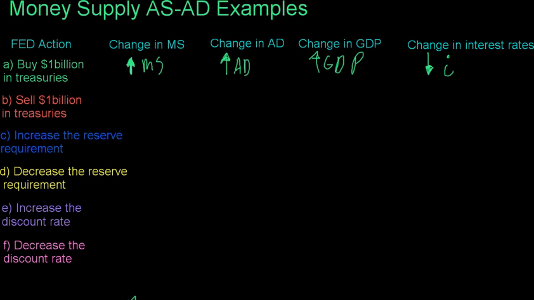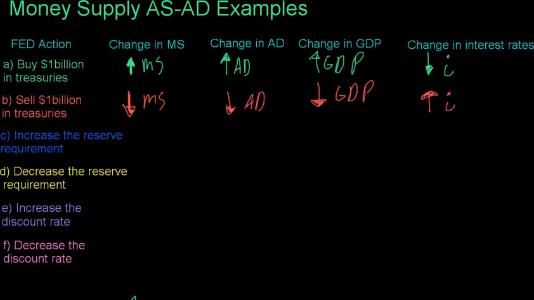All right, so what if we do the opposite? We sell $1 billion in treasuries. Well, the Fed will be selling treasuries to the public and taking in dollars. So this will be a decrease in the money supply, which will lead to a decrease in aggregate demand, which will lead to a decrease in GDP, and an increase in the interest rates because the Fed was selling a bunch of treasuries, so that will lower the price of treasuries, which will then increase the interest rate.